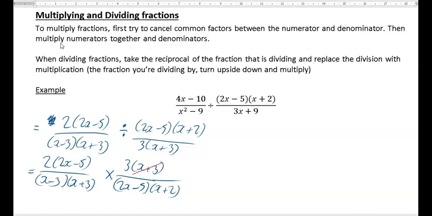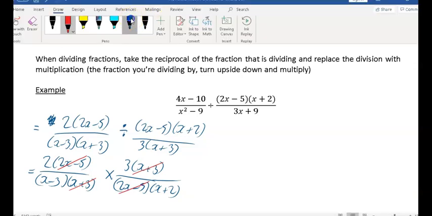I have an x plus 3 at the top here, and it cancels with this x plus 3. I have a 2x minus 5 on the top here, and it cancels with 2x minus 5 down on the bottom. And I think that's it. Yep, that's all that I can do. So I can move on from here.